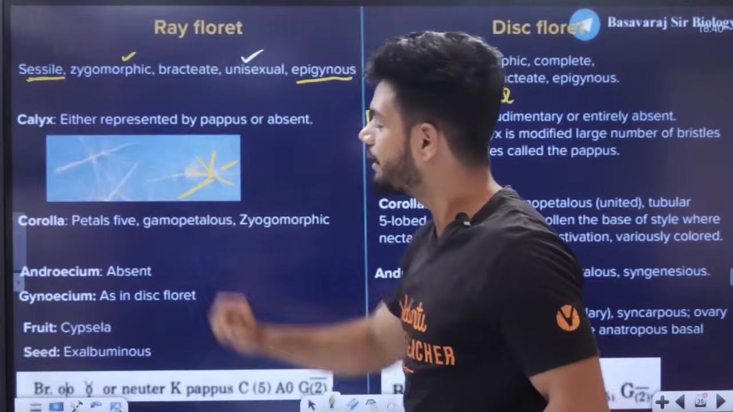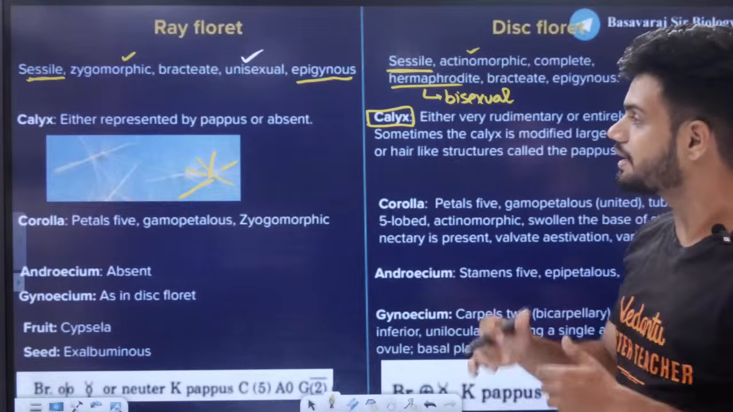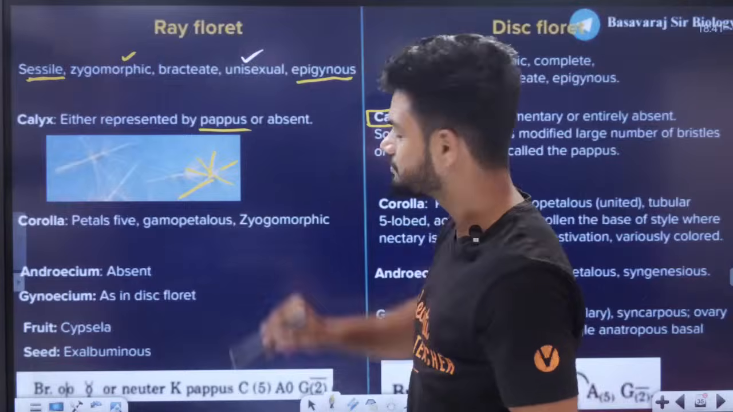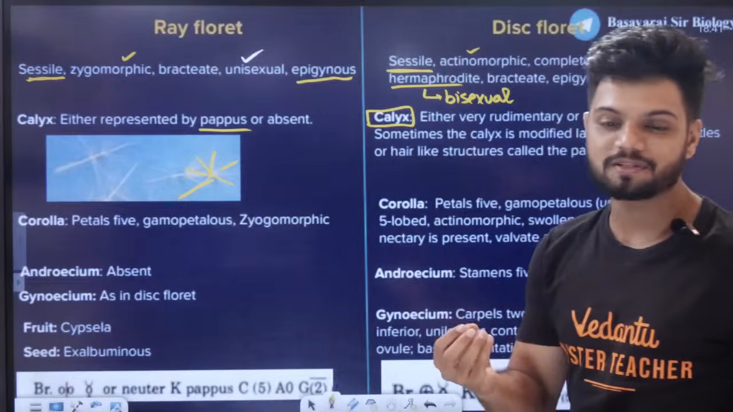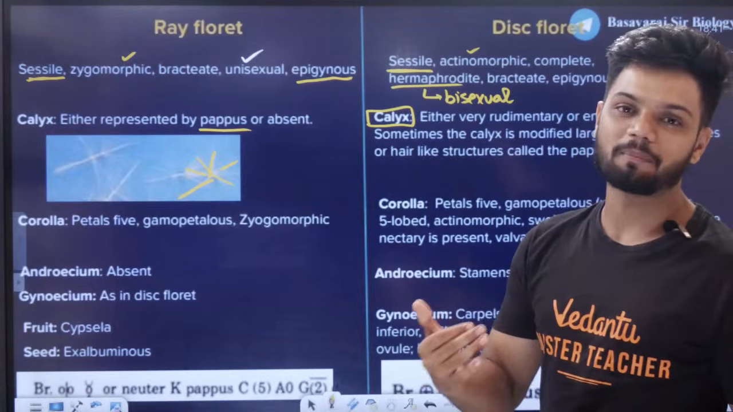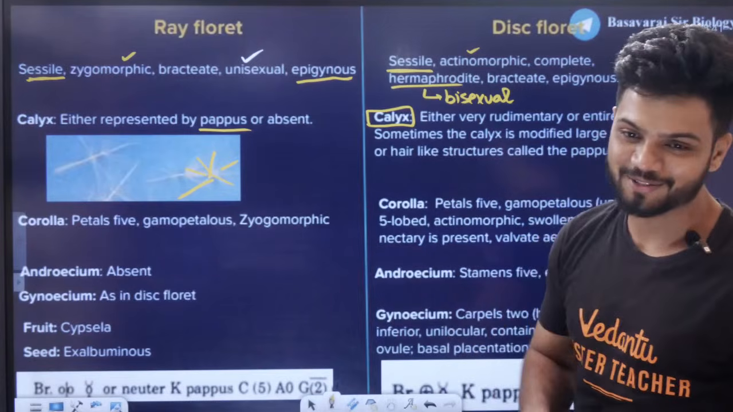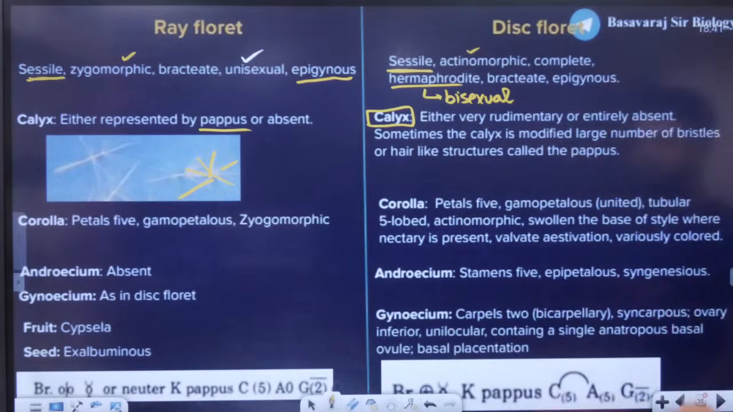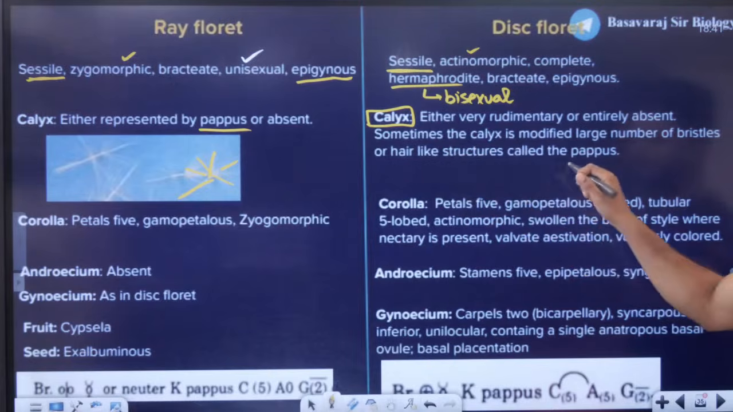Can you see? The entire calyx is bristle-like. And the calyx here is called what? The calyx here is called pappus. It is called pappus, not papu or papa. Sometimes the calyx is modified into a large number of bristles or hair-like structures called pappus.